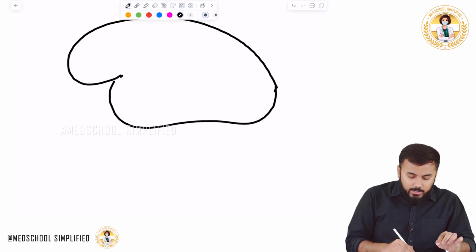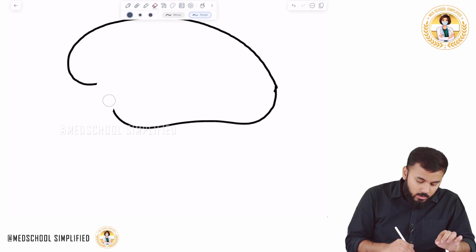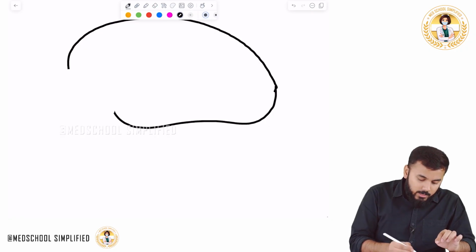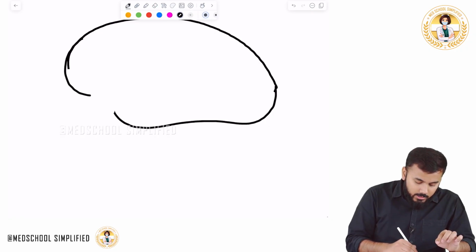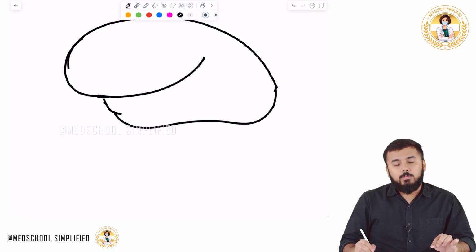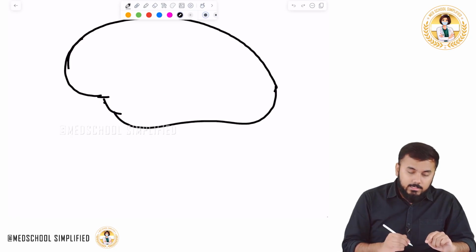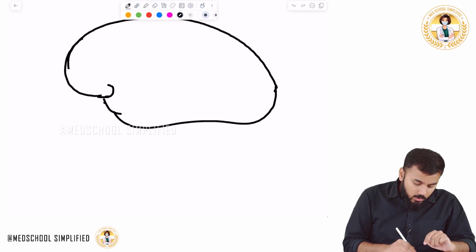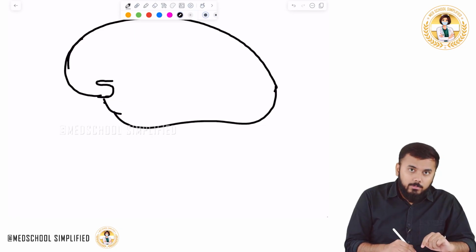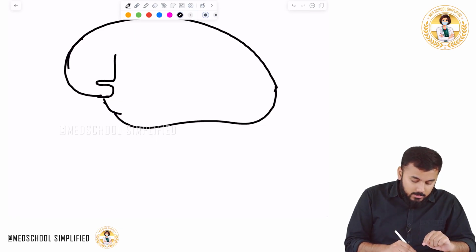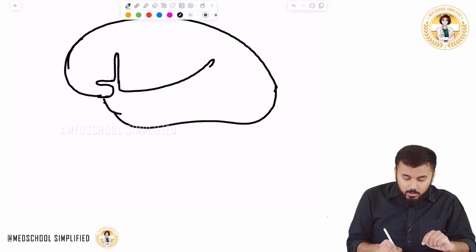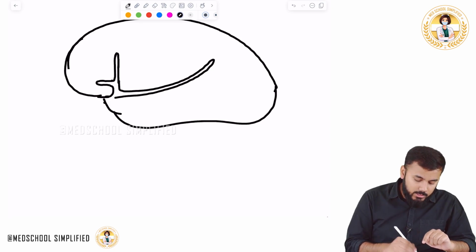Here I have already told you one very important thing. This is your lateral sulcus. Now this lateral sulcus has some parts. This is called the anterior horizontal part. The part which is above is the ascending part, the ascending ramus, and this part is your horizontal, or you can also call it the posterior ramus.